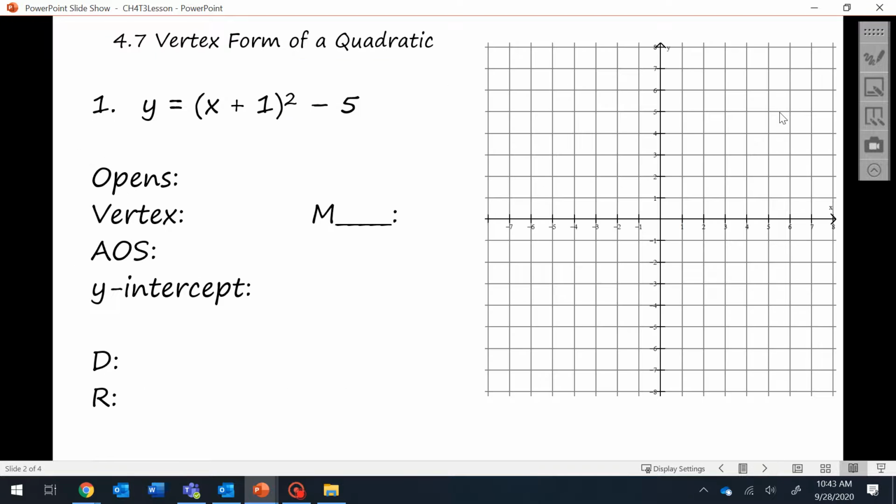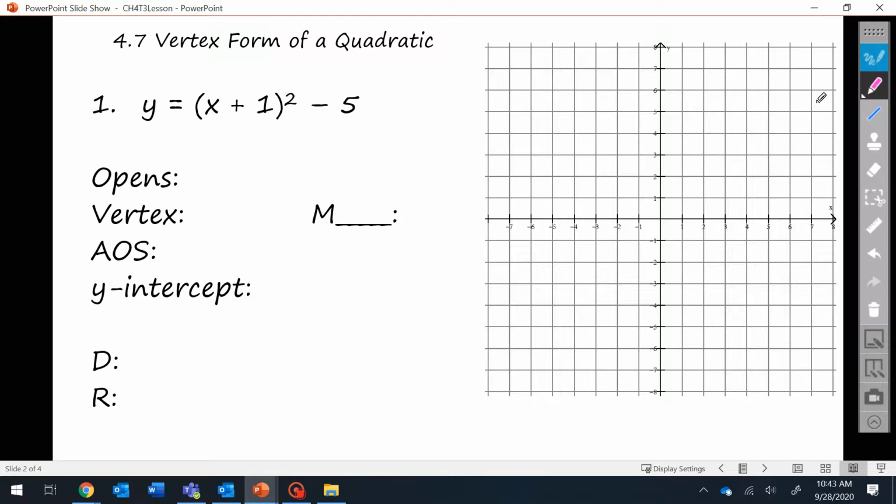So let's look at the first example. y is equal to (x plus 1) squared minus 5. All right, so first we want to identify not the a, b, and c, but the a, h, and k.